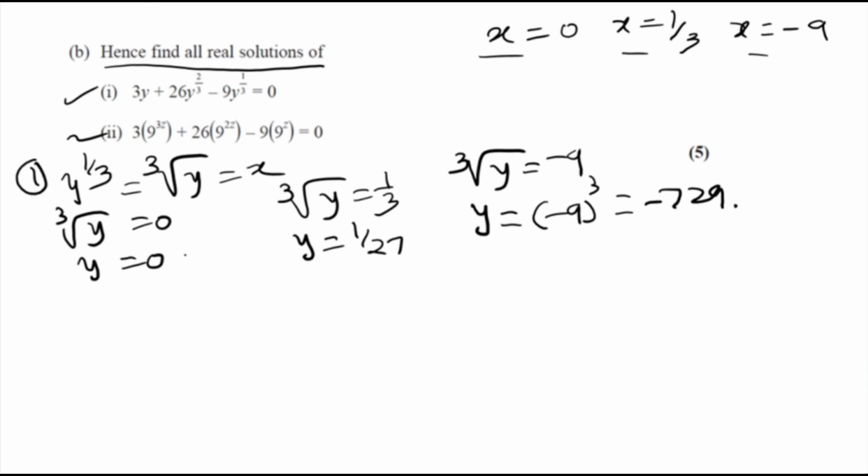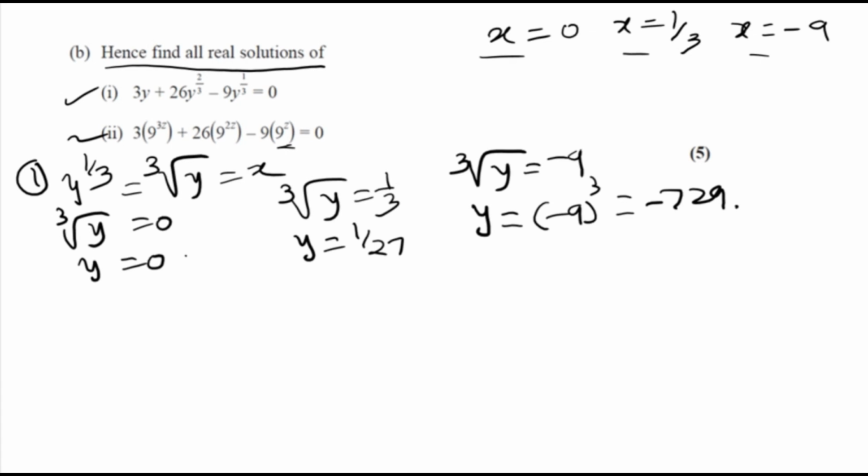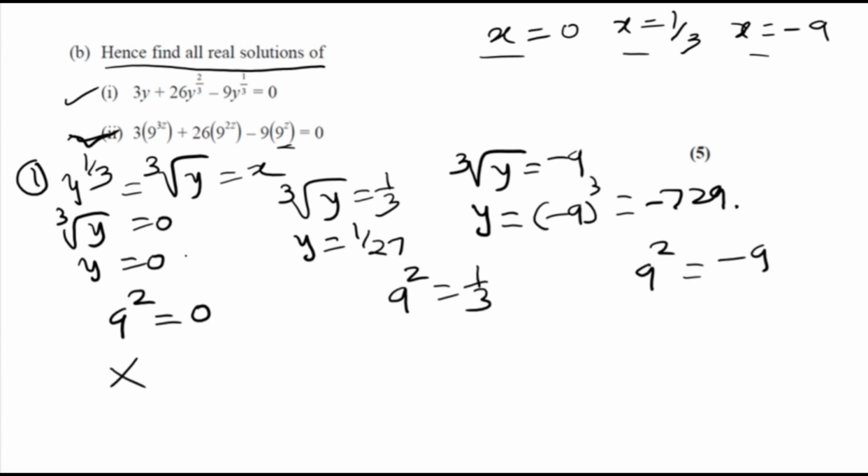So this is for the first part. Now look at the second part. So our x is 9 power z. So 9 power z is equal to 0, 9 power z is equal to 1 over 3, and 9 power z is equal to minus 9. Now this we cannot simplify. Even this minus we cannot simplify. Only this one we can get an answer for.